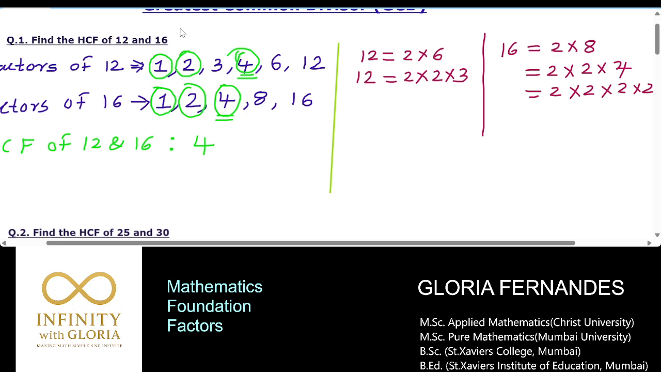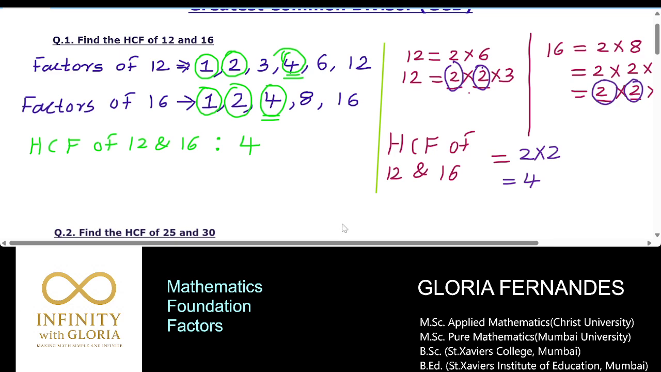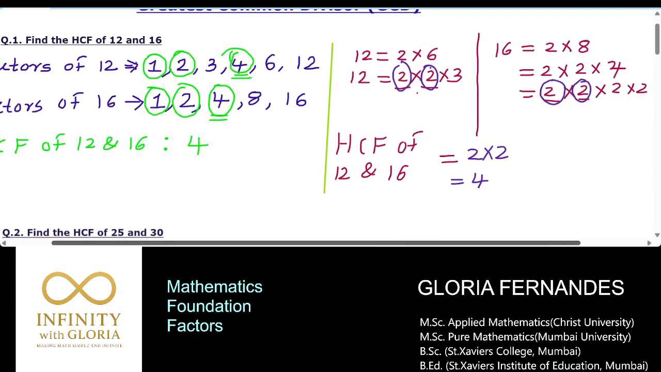So what are the common factors over here? 2, yes, here I have 2 2 and then I have 2 2. So over here HCF of 12 and 16, what is going to be, what is the common number over here we have? So we have 2, here also 2, then we have 2 here, then here also 2. So 2 times 2, which is equal to 4. So you see, by any method you apply, you will get the same answer.